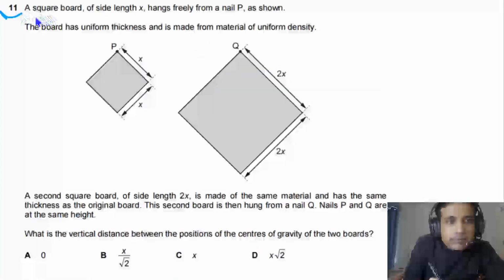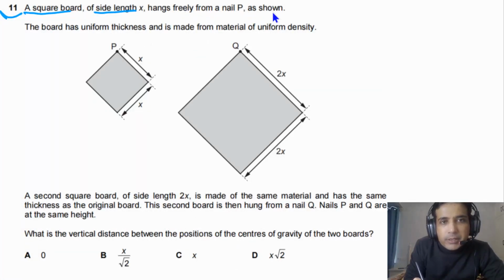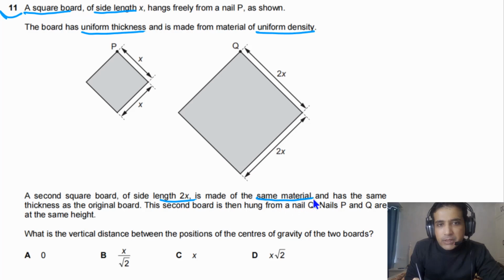For question number 11, it is given to us a square board of side length x hangs freely from a nail P as shown in the figure. The board has uniform thickness and is made from material of uniform density. A second square board of side length 2x is made of the same material and has the same thickness as the original board. The second board is then hung from a nail Q. Nails P and Q are at the same height. We need to find out what is the vertical distance between the positions of the centers of gravity of the two boards.